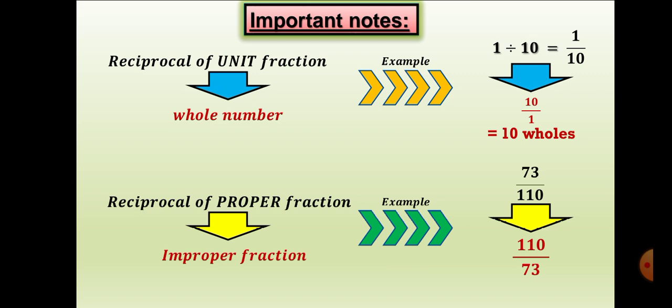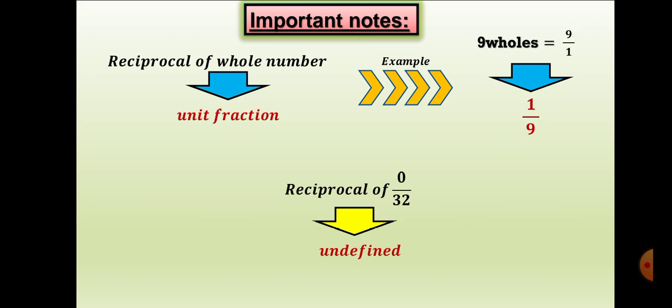Is it clear? Let me tell you an important note: the reciprocal of a unit fraction equals a whole number. For example, 1 over 10 is a unit fraction. If I find its reciprocal, I get 10 over 1, which equals 10 wholes. So whenever we find the reciprocal of a unit fraction, we get a whole number. For a proper fraction like 73 over 110, the reciprocal is an improper fraction, 110 over 73.